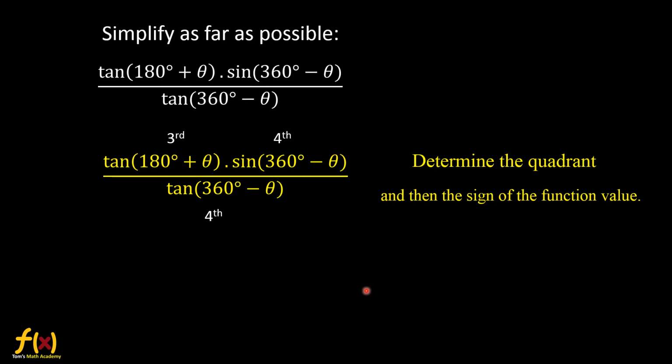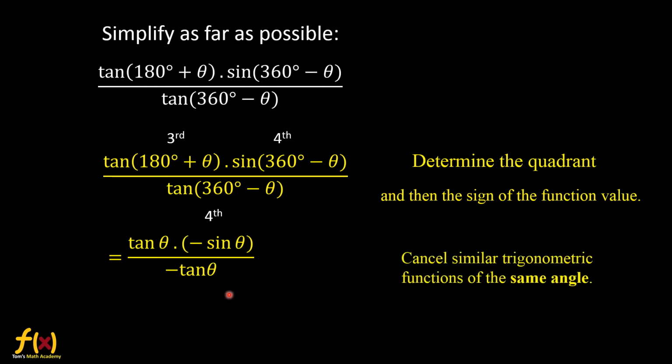So we can easily write: 180 plus theta in the third quadrant, tan is positive. 360 minus theta in the fourth quadrant, sine is negative. You practice writing it in a bracket. Again, in the fourth quadrant, tan is negative. Cancel similar trigonometric functions now. Here tan and tan will go. Negative divided by negative will give us positive sine theta. Hope you are very sure now.